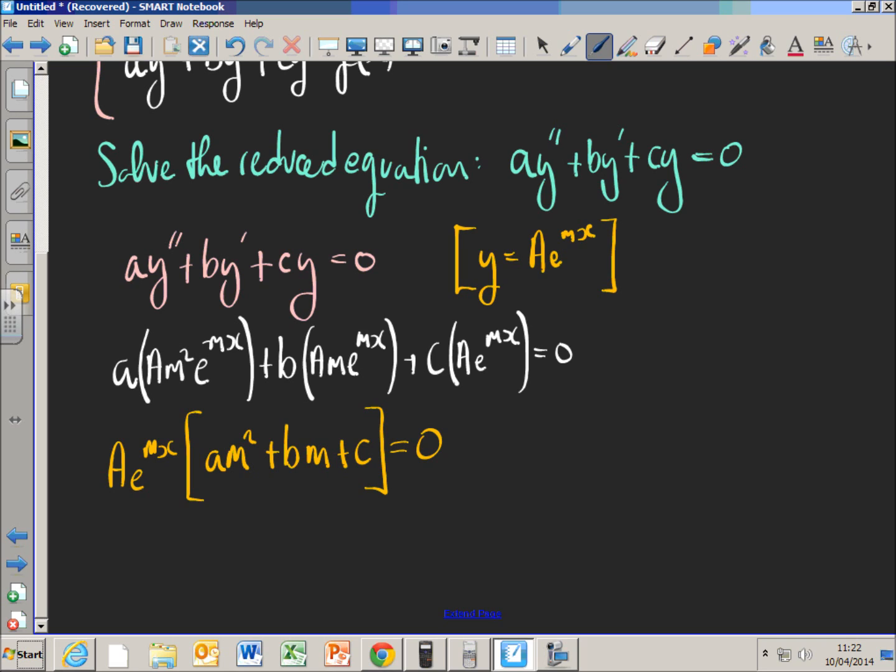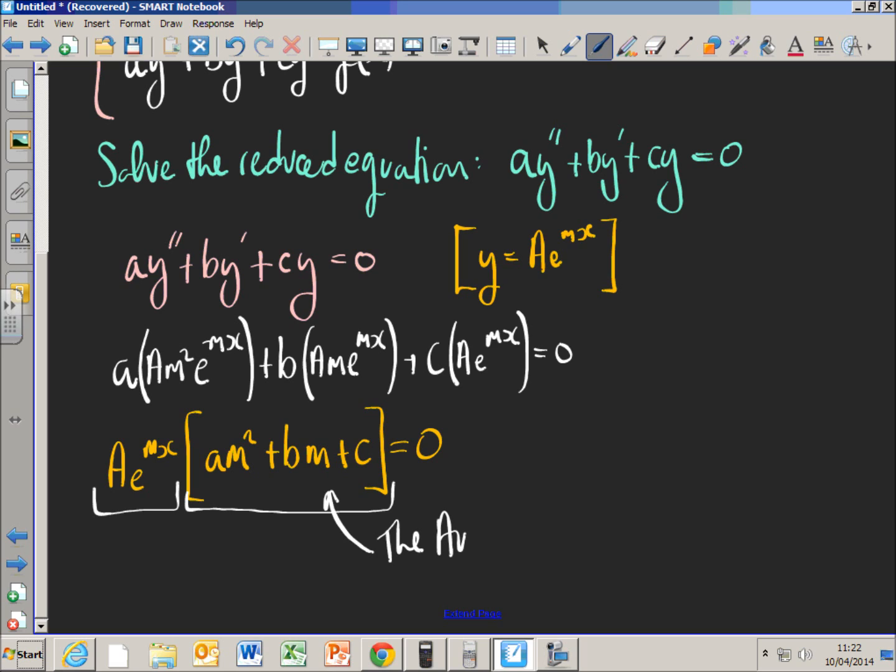So I'm trying to find the values that are going to make this thing equal to 0. But you should see over here, as long as a is a constant and not 0, then e to the mx can never be 0. So I only have to make this quadratic equal to 0, and that is called the auxiliary equation.